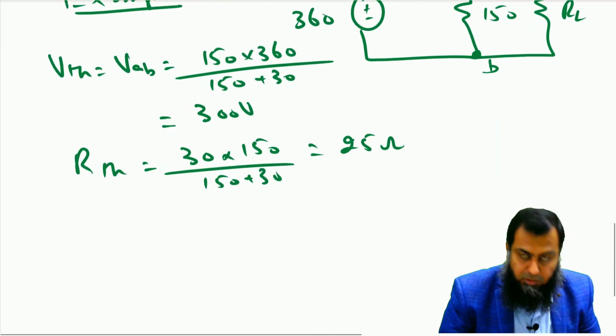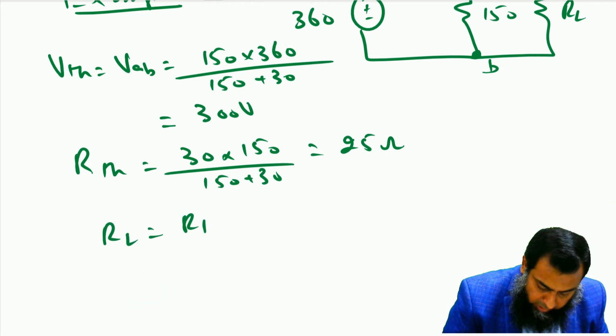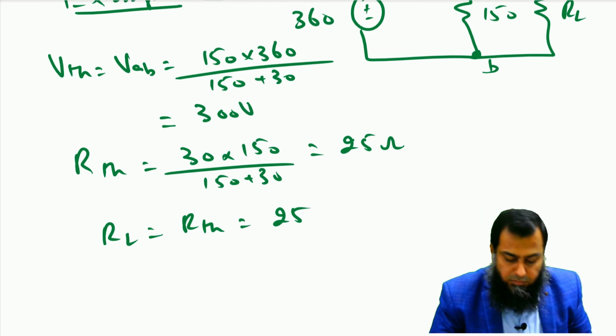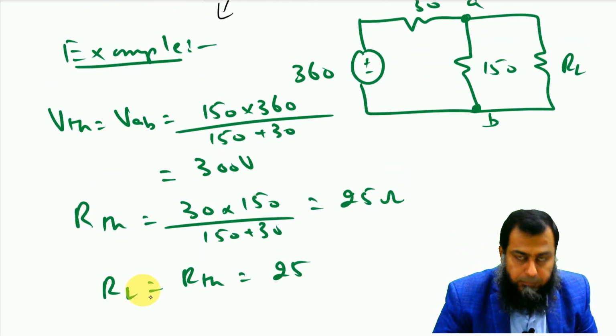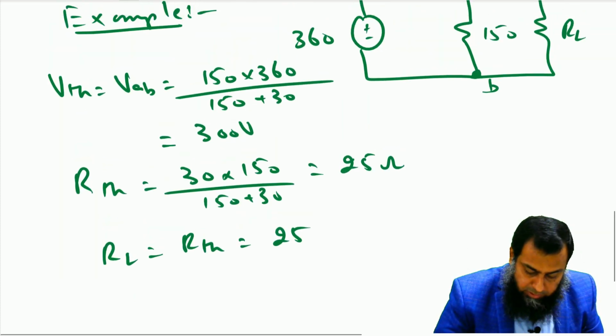And this R Thevenin equal to 25 ohms tells us that the value of RL should be equal to the R Thevenin, if we want to maximize the transfer of power from this 360 volt source to the load resistance RL. Next, we want to see what is the power which is dissipated here.